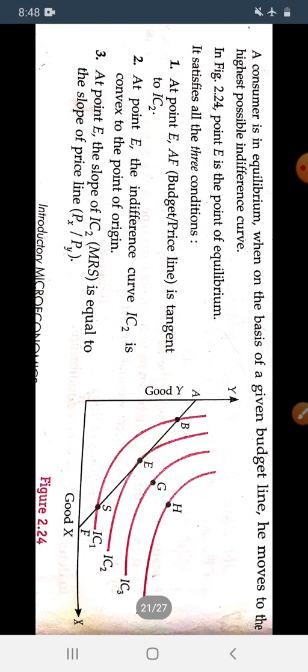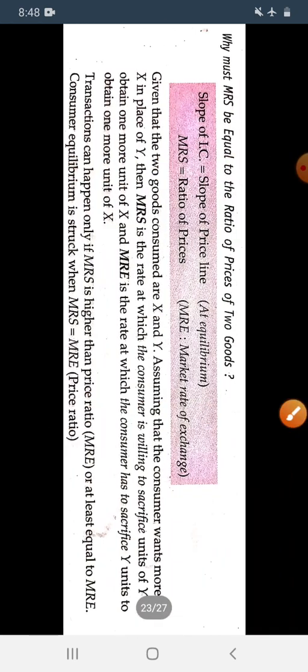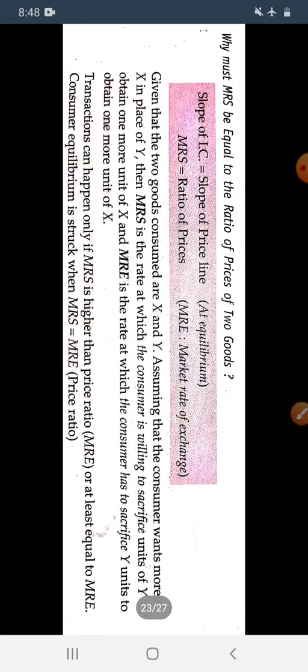It is the point which is on the IC curve and the budget line. It is the point of optimal choice. The consumer will opt for that point. That point is E. It is the consumer equilibrium in case of indifference curve analysis with the price line or budget line. Next will be why MRS.